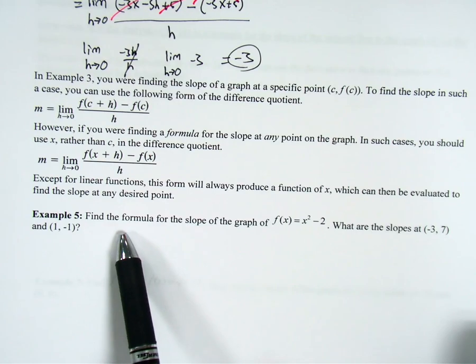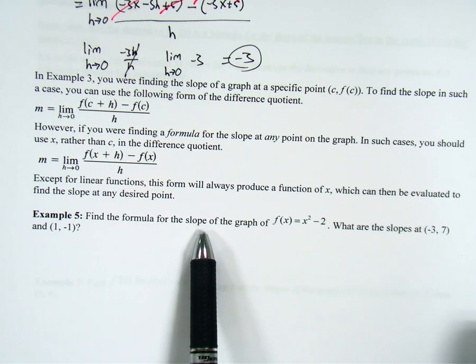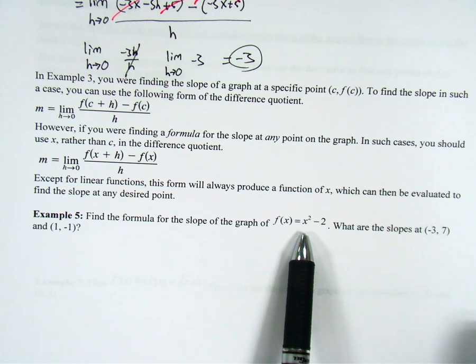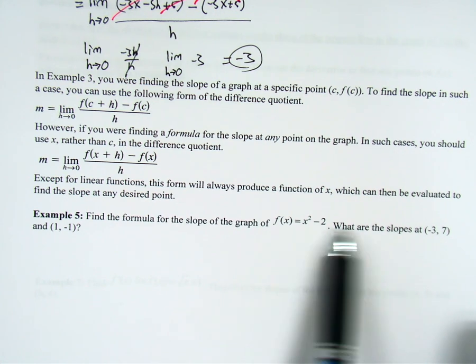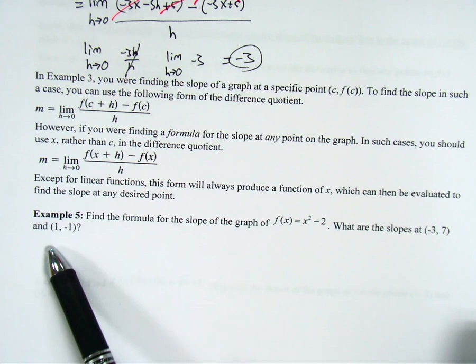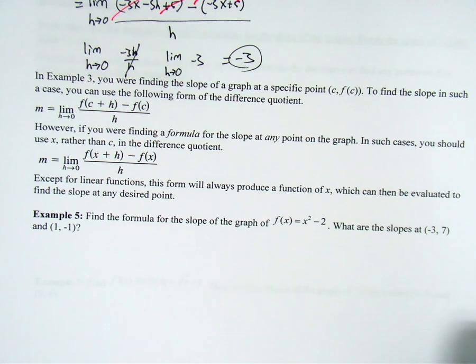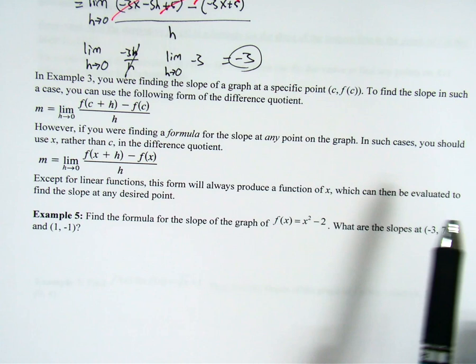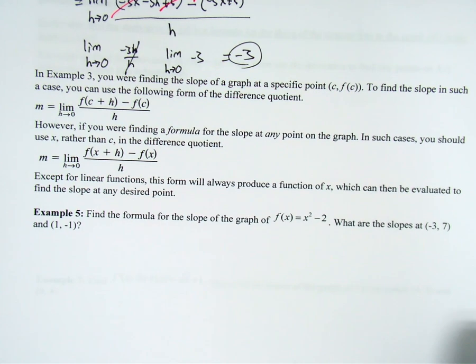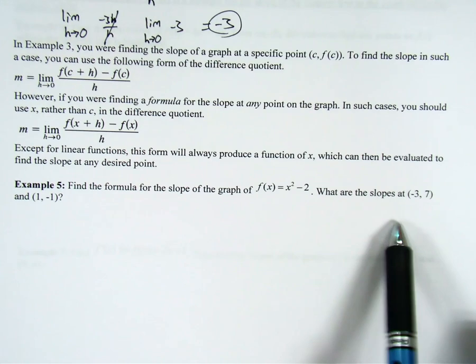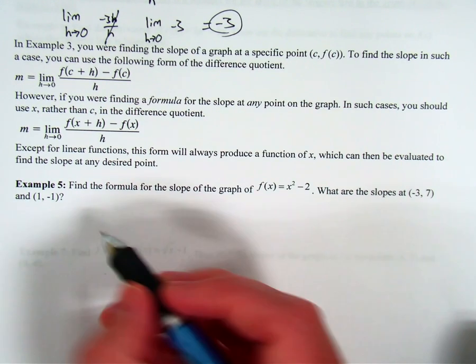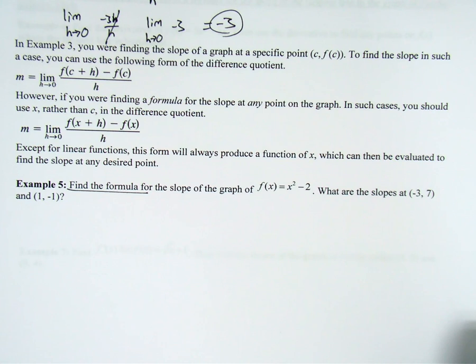Find the formula for the slope of the graph x squared minus 2, and then find what are the slopes at this point and this point. So we have a multi-part problem here. We're trying to find two different slopes. Okay, it's not a line, so the slope does change as you go along. So it is helpful to have the formula, and that's why they're asking for that in this one.